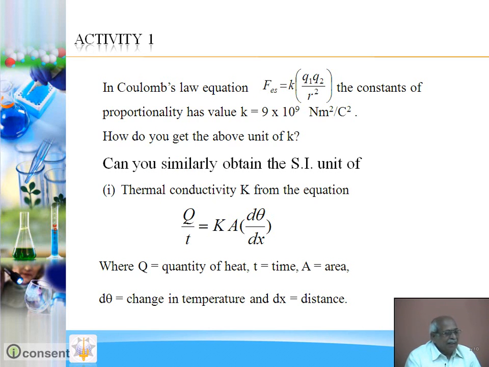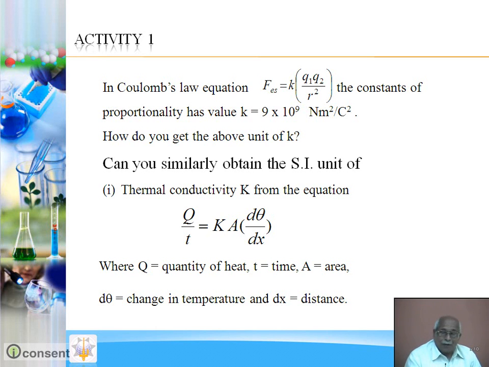Here is an activity for you. In Coulomb's law equation, we have written that K has the value 9 into 10 raised to 9 newton meter square per coulomb square. How do you get that unit of K, newton meter square per coulomb square? Can you obtain that by using Coulomb's law equation?